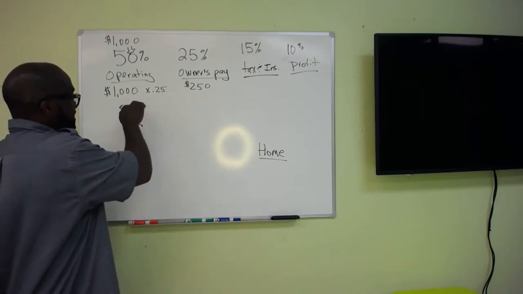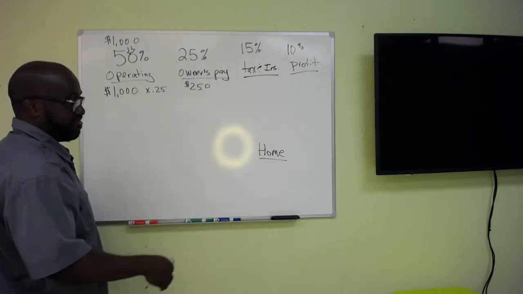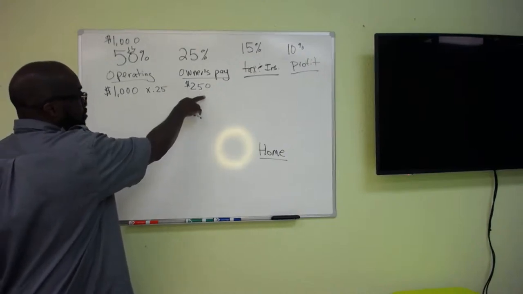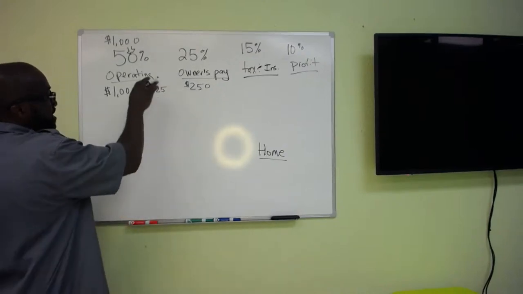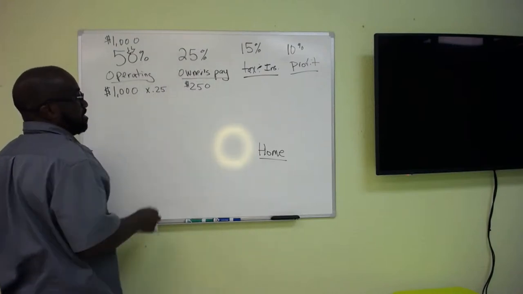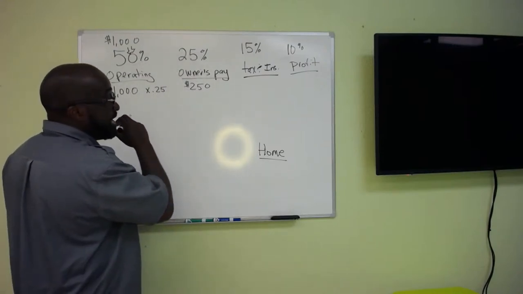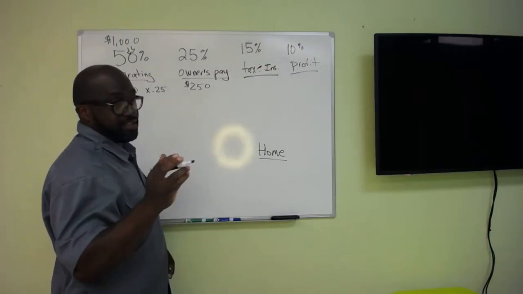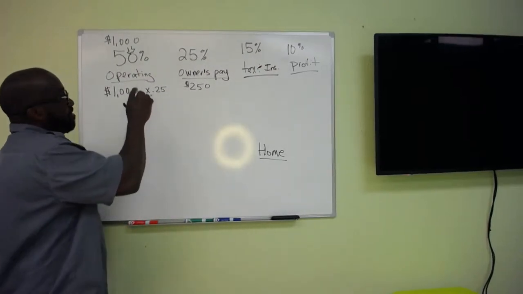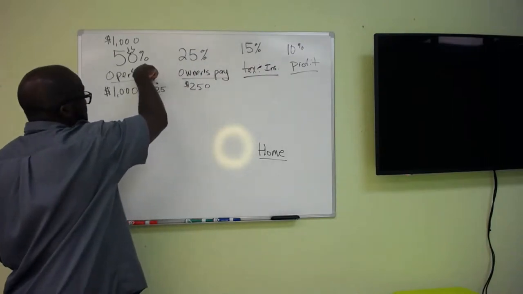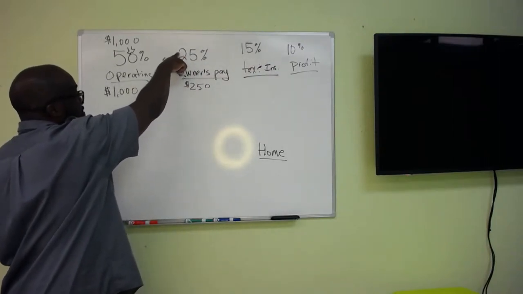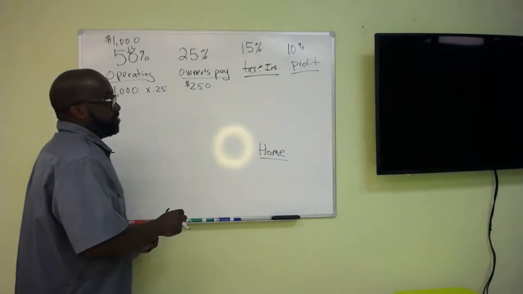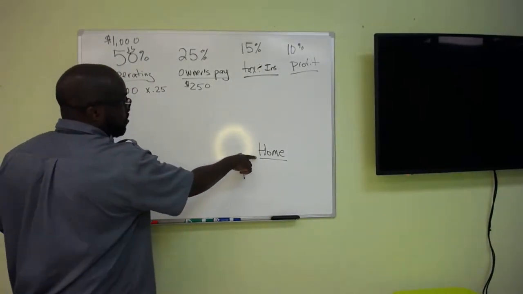I'm actually just going to come here and do a transfer online, transfer $250 from here over to my owner's pay. If I pulled up my banking online, you can nickname your accounts, and my accounts actually say this: 50% operating, 25% owner's pay, 15% tax, 10% profit. You also see one that says home.